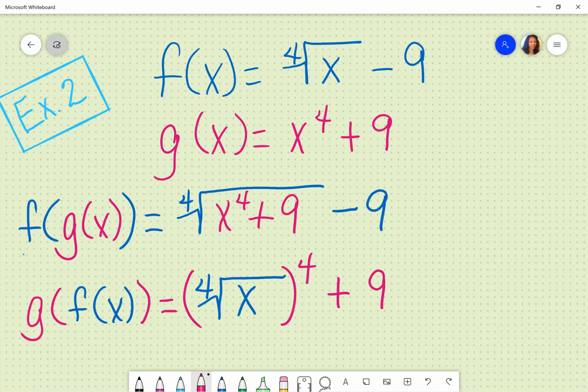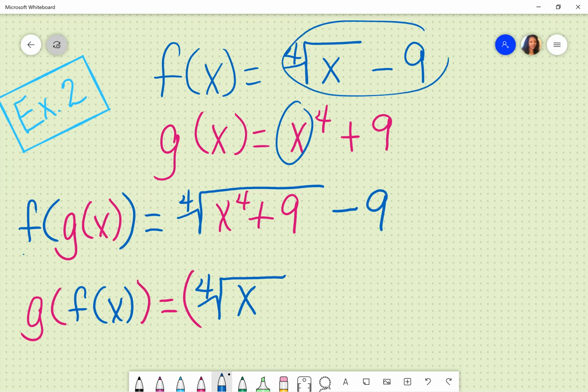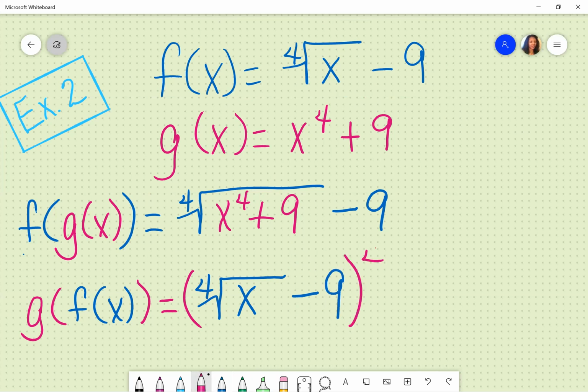Okay, so, oops, I forgot something. Why didn't you guys tell me? I forgot something. For my f of x, this part right here is the entire f of x. I didn't type in the entire f of x. I have to do that. Now, here we go. And that's raised to the fourth power plus 9.